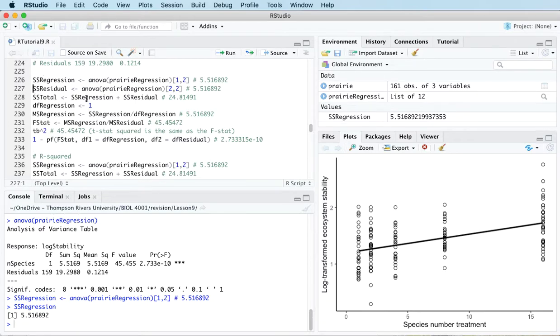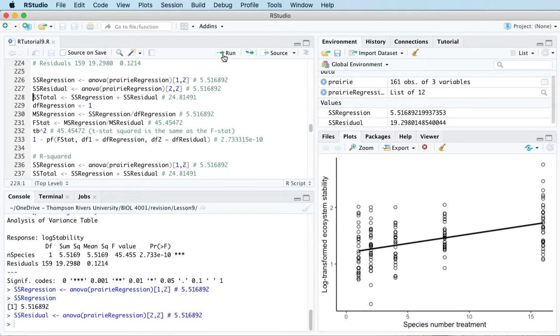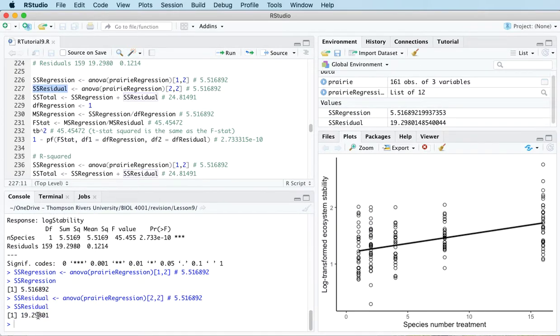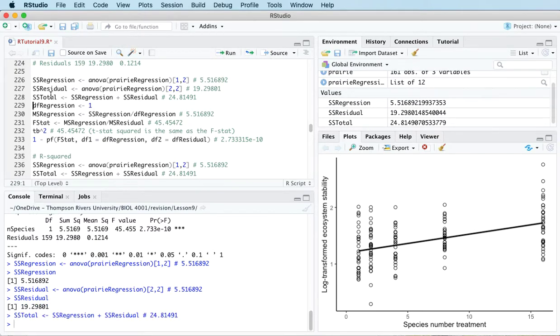And then the sum of squares for residual, or the residual sum of squares, is given by the second row, second column, this number here. So I'll pick that number off too. And let's just correct that little mistake here. There we go. And then if I add those two sums of squares together, I get the total sum of squares.